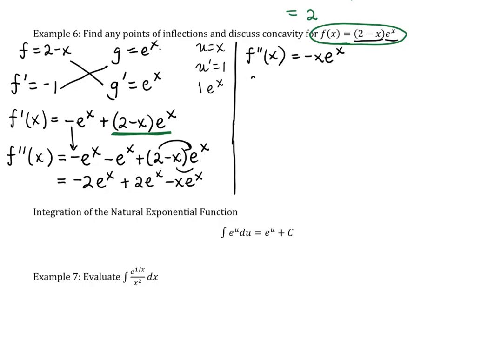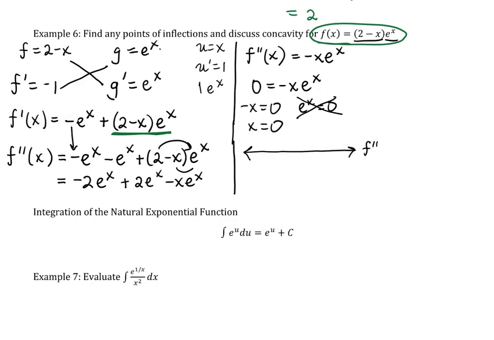To find possible points of inflection, we will set our second derivative equal to 0. So we have 0 equals negative x e to the x. I'll set both of those factors equal to 0, the negative x and the e to the x. E to the x never equals 0, but we do get one possible point of inflection at x equal to 0. So now I am going to create a number line for the second derivative. I will put 0 on the number line, and we will need to choose two test values, one to the left of 0 and one to the right of 0.